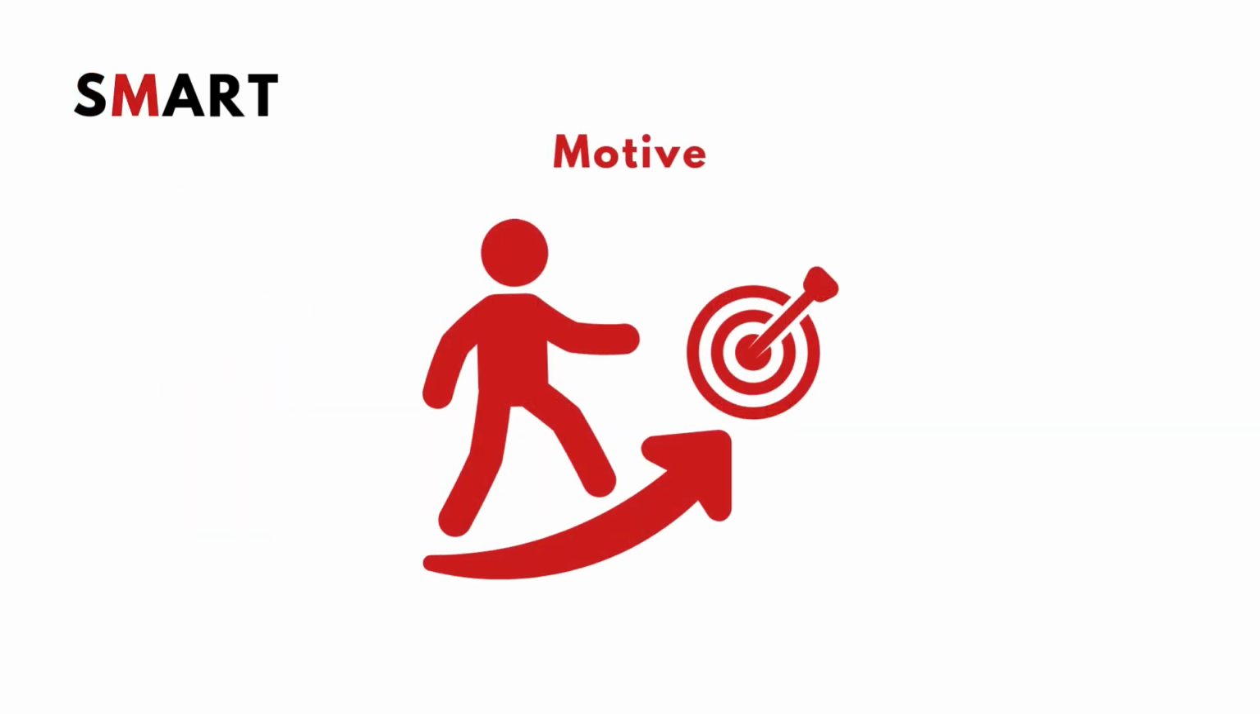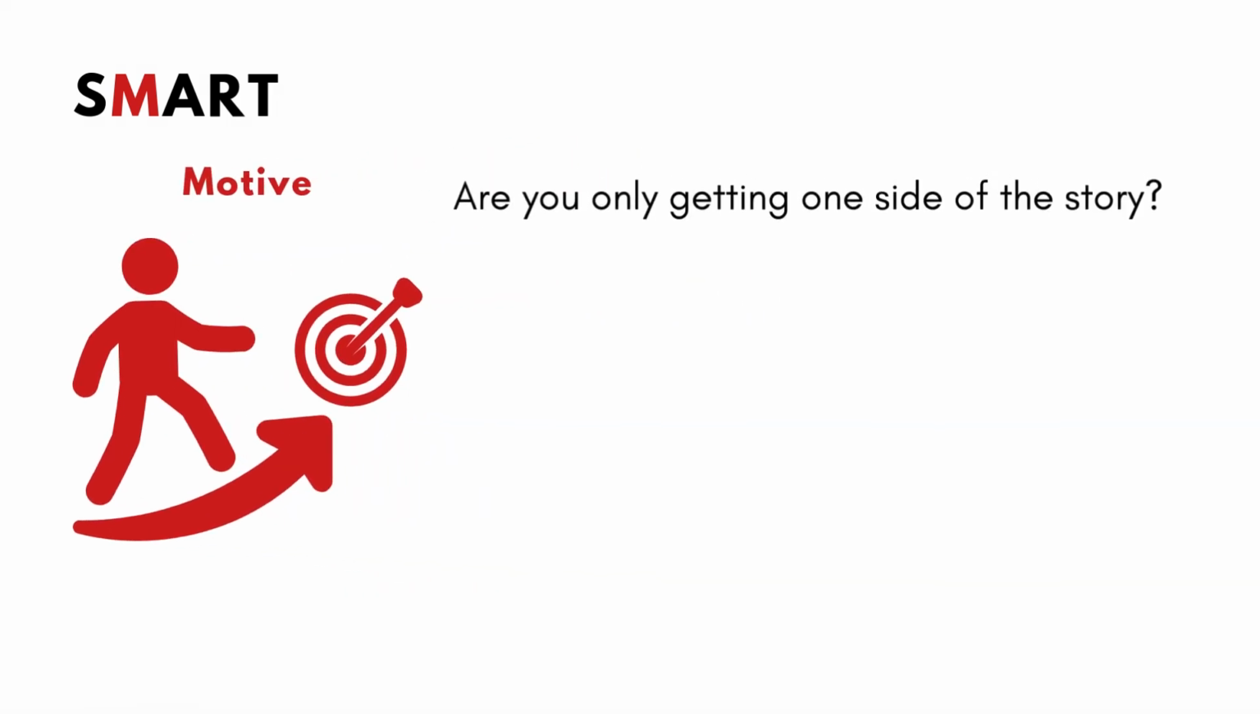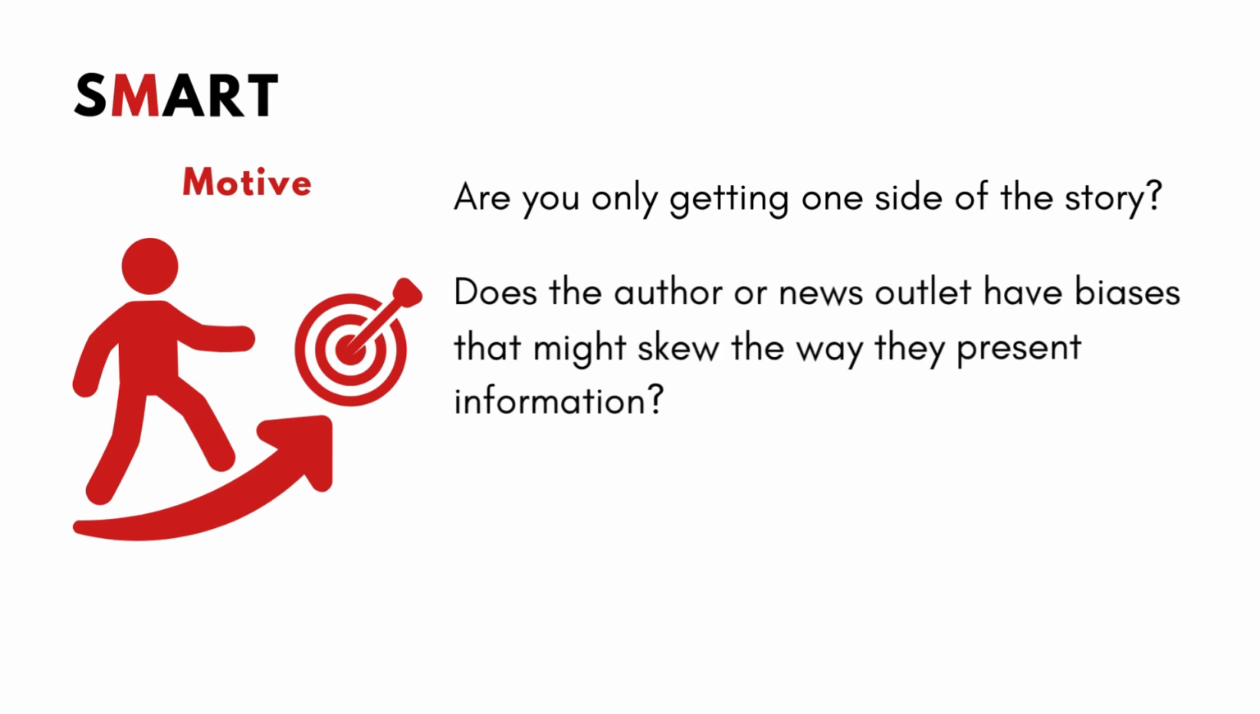Every news story is published for a reason. A news outlet's interests or affiliations may have an effect on the way they report a story. You can ask yourself, are they only getting one side of the story? Or does the author or news outlet have biases that may skew the way they present information?